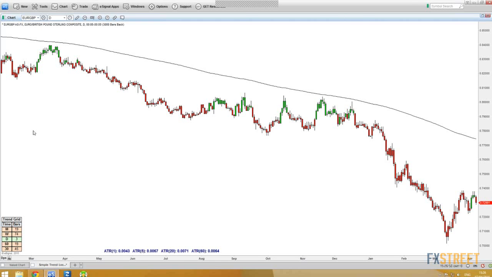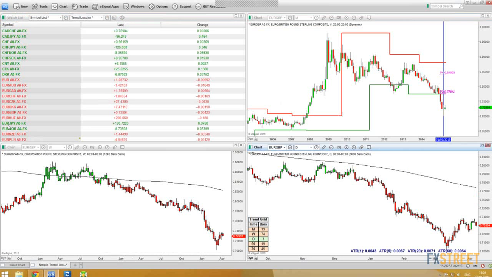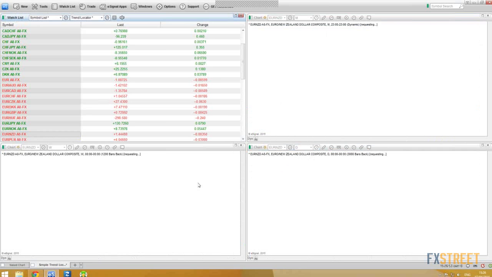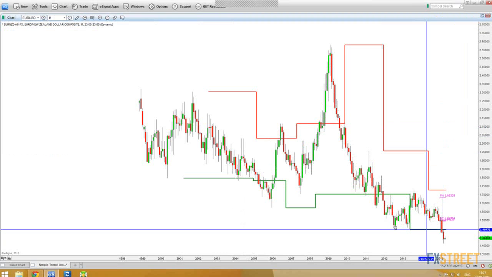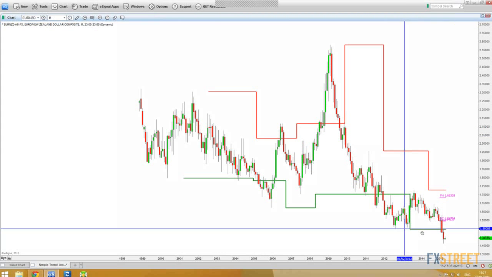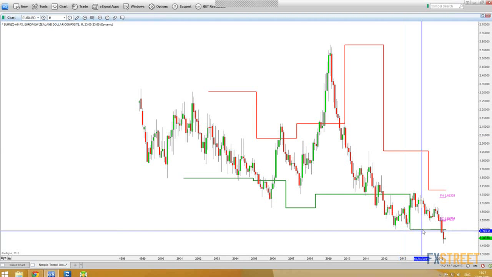Okay, Euro New Zealand dollar. Open up the monthly time frame, we can see that the Euro New Zealand dollar is trading below the support level, this all-time low going back to 2012. When price breaks an all-time low, it will go on to create new ones, and that is the direction that you want to be going in.